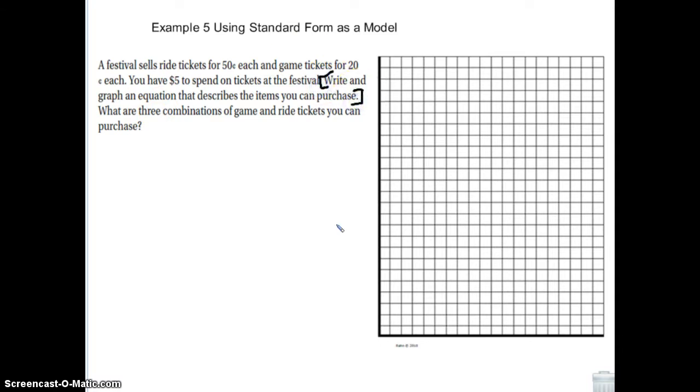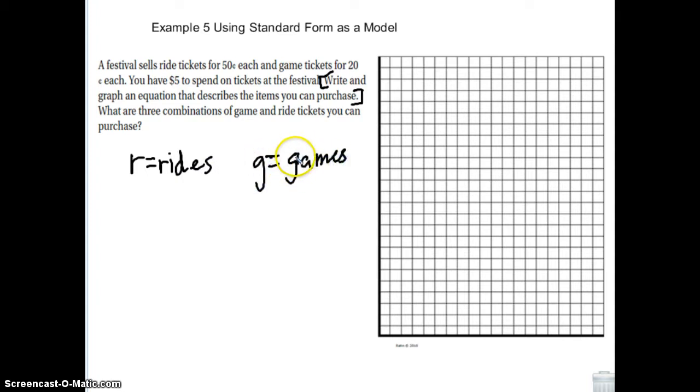So I'm going to use two different variables. Actually, no, because they're both tickets, we're going to do rides and games. So we're going to use R for rides and G for games.